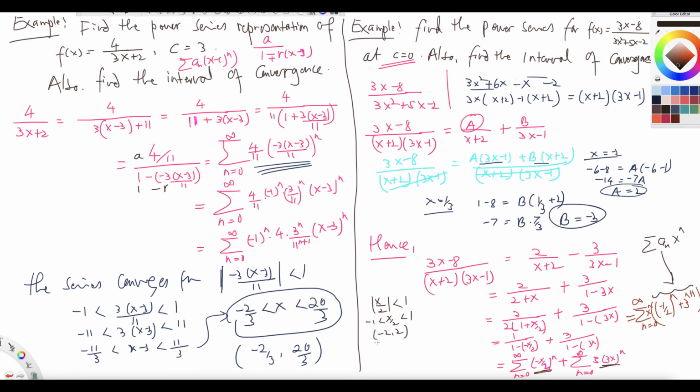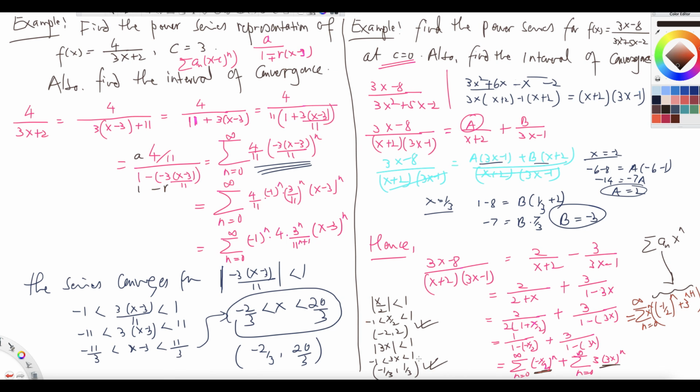The second one will give you |3x| less than 1. So that will give you negative 1 is less than 3x is less than positive 1. So divide by 3 will give you negative 1/3 to positive 1/3. Okay, that is the interval of convergence for the first series. That is the interval of convergence of the second series.